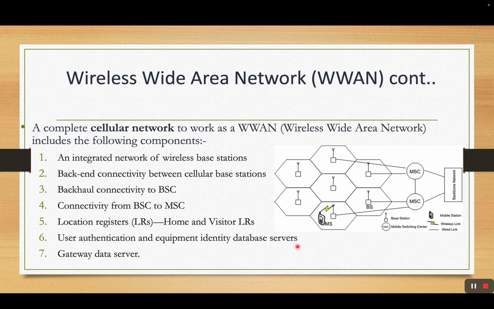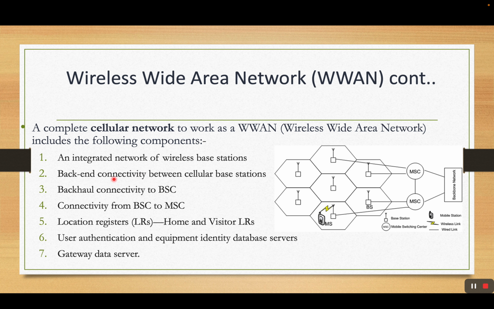Now, for a complete cellular network to work as a wireless WAN, it needs the following components. The first one, number one, is an integrated network of wireless base stations. These are the radio transmitters and receivers that provide wireless coverage to mobile devices. They are known as the cell site, as you see in the picture here. This is the cell site.